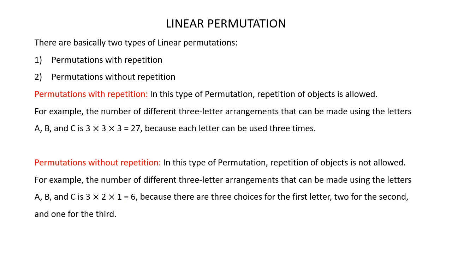So the number of different three-letter arrangements that can be made using the letters A, B and C is 3 multiplied by 2 multiplied by 1, which is 6, when repetition of the letters is not allowed. So using A, B and C, you can make 6 different three-letter words when repetition of letters is not allowed.